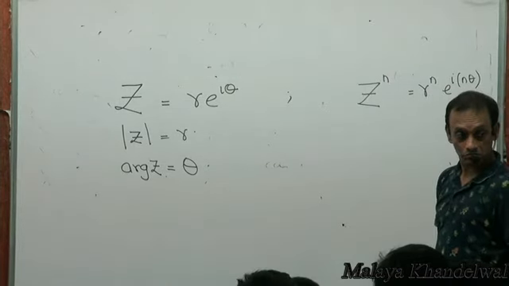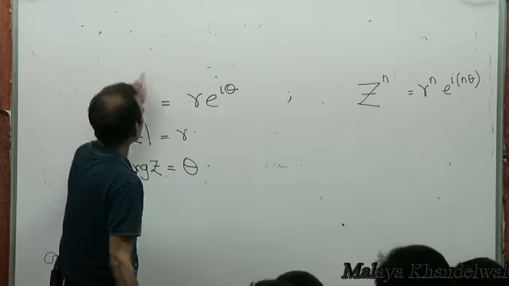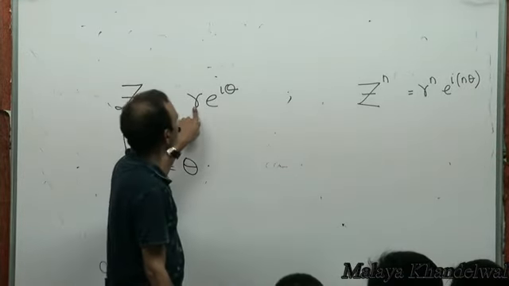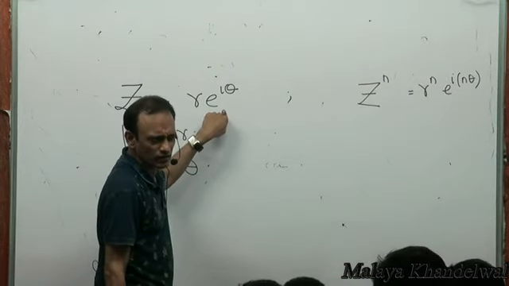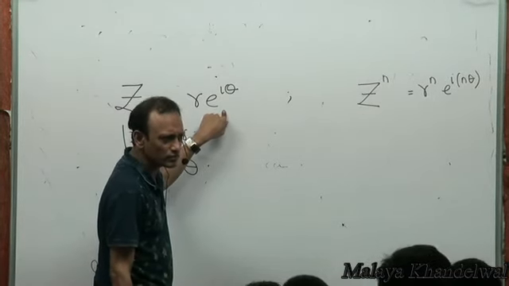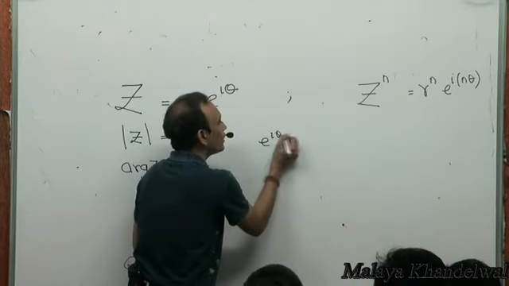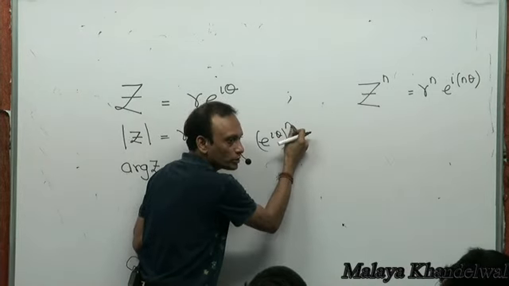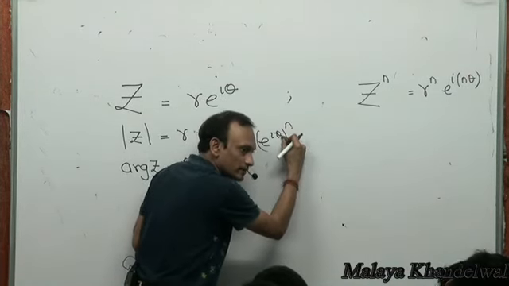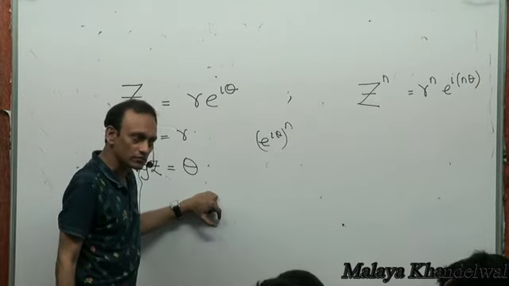Yes or no? Raise both sides to power n, and then by the laws of indices, ab to power n is a to power n into b to power n. Any doubt? e power i theta whole to the power n. x to the power m whole to the power n is x power mn. n into i theta, which is i into n theta. Right?